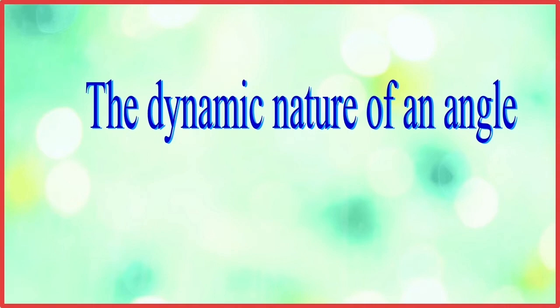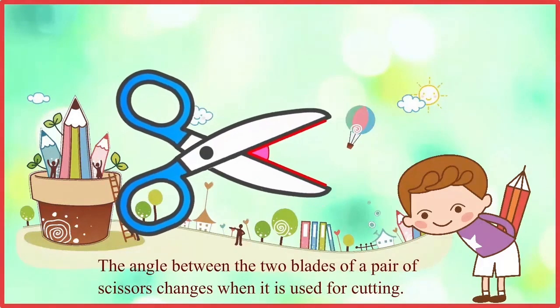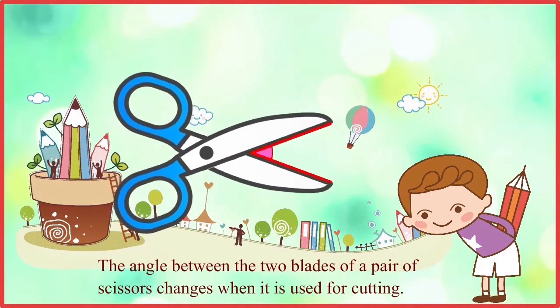Let us first learn what is meant by the dynamic nature of an angle. See how the magnitude of the angle between the hour hand and the minute hand of the clock changes with time. Now, consider this example. When you are cutting something with a pair of scissors, you can see how the magnitude of the angle between the blades of the pair of scissors changes.